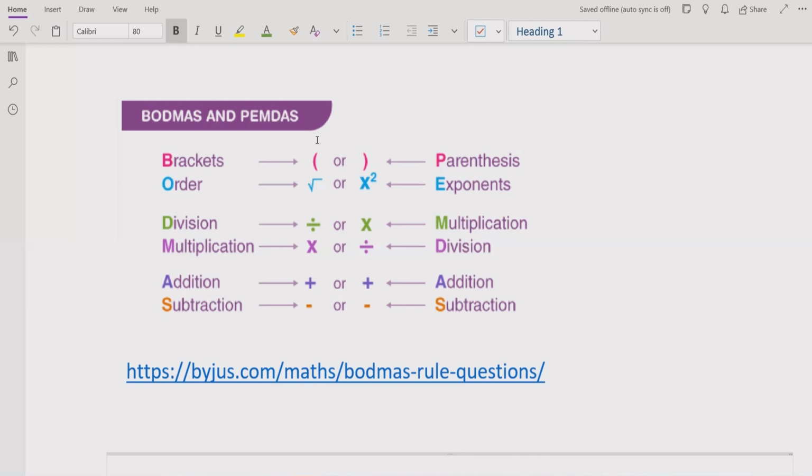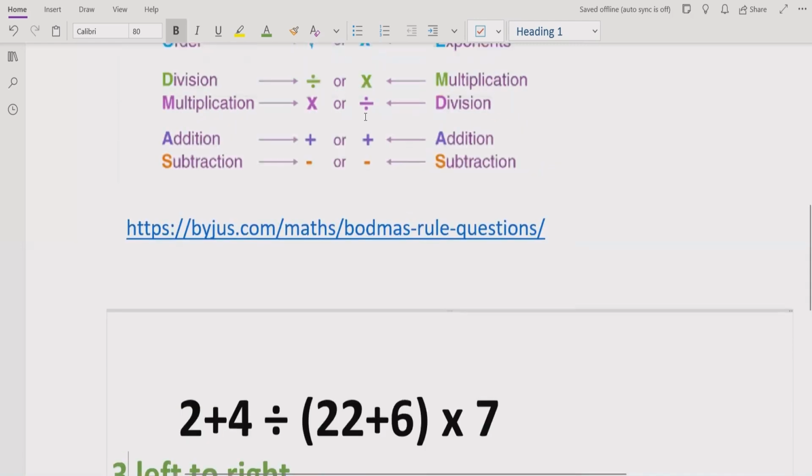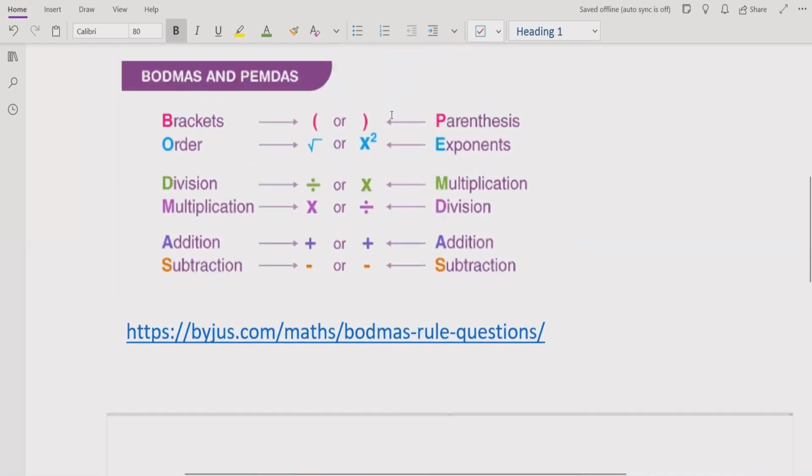Similarly, addition and subtraction both have the same precedence. You can solve either of them going left to right. If you have the addition first, you solve the addition first, and if you have the subtraction first, you solve the subtraction first.